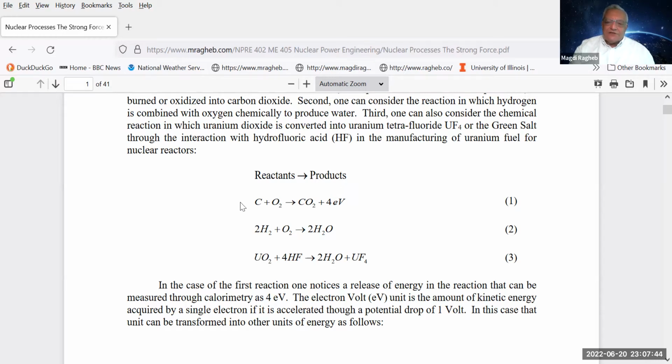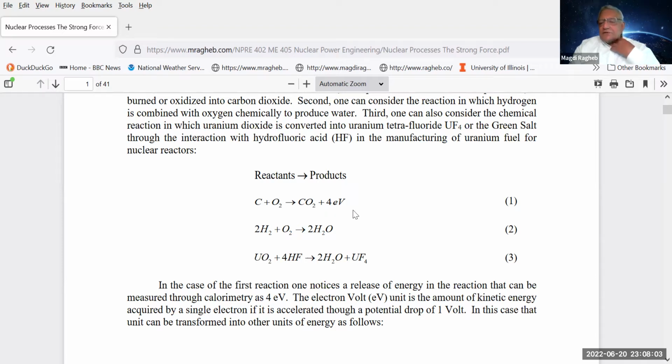And I'll give you a hint here. They're not going to be in the electron volt range. Each reaction would be in the million electron volts. So a factor of 1 million difference in the energy release between chemical reactions shown here and nuclear reactions.